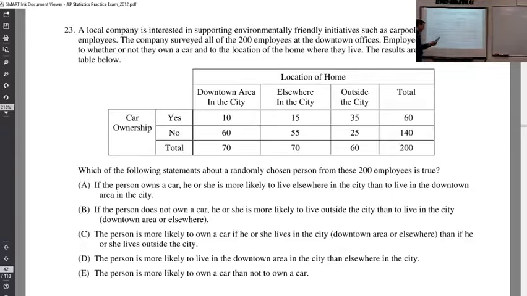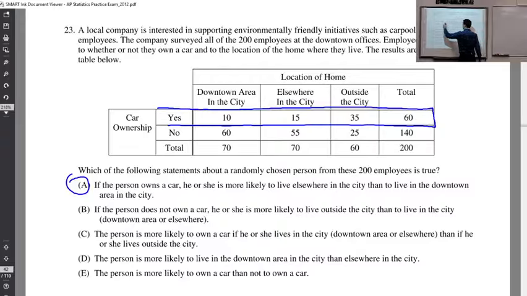23. I won't go through each choice individually here. I'll just say that the one that is true is A. If the person owns a car, they're more likely to live elsewhere in the city than to live in the downtown area of the city. So car ownership is this row. And they are more likely to live elsewhere than they are to live downtown. So there's your answer choice that's true. That's just reading the table.